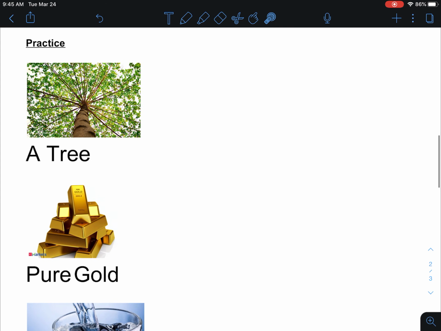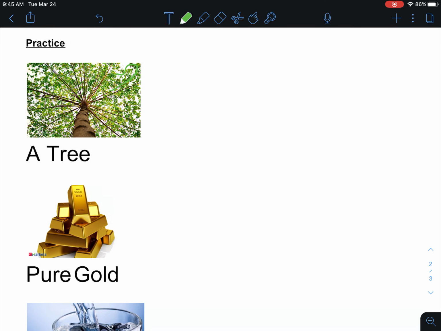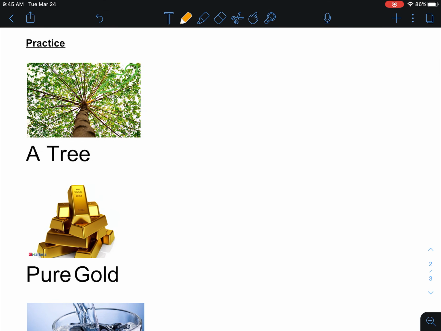Last, let's get a little practice. This tree. What do I see in this tree? Well, in this tree, I can see leaves. Even within those leaves, I can see veins. I can see different parts of that. I can see wood, which is composed of many different molecules along these branches. I can see knots. I could see roots that look different and distinct.